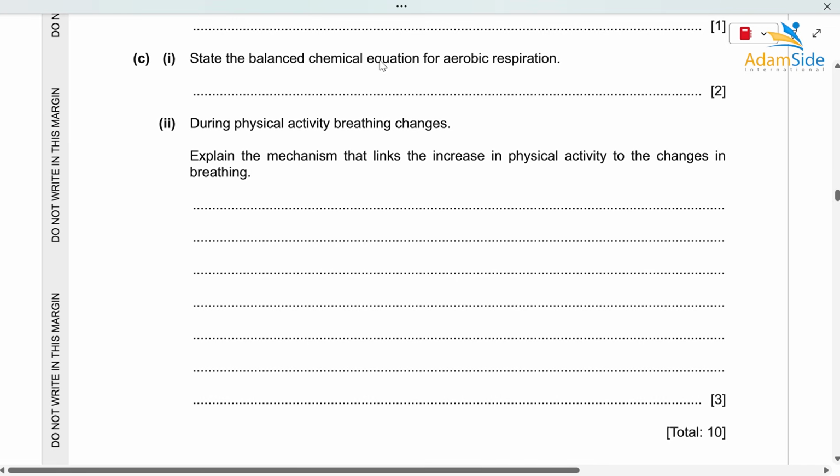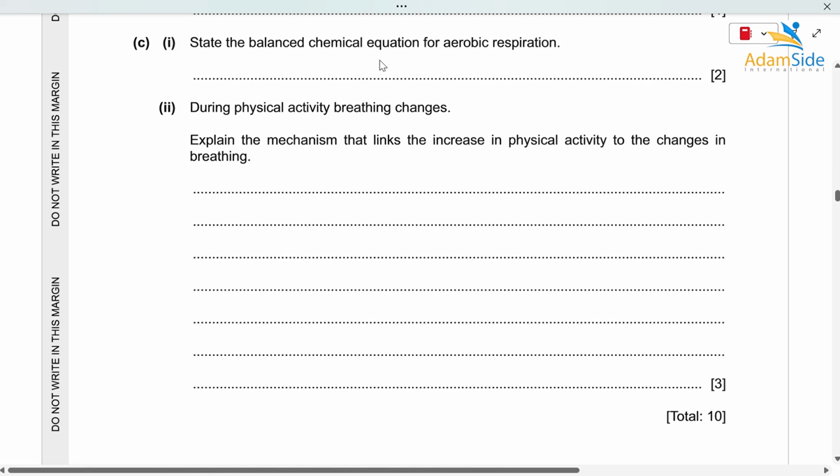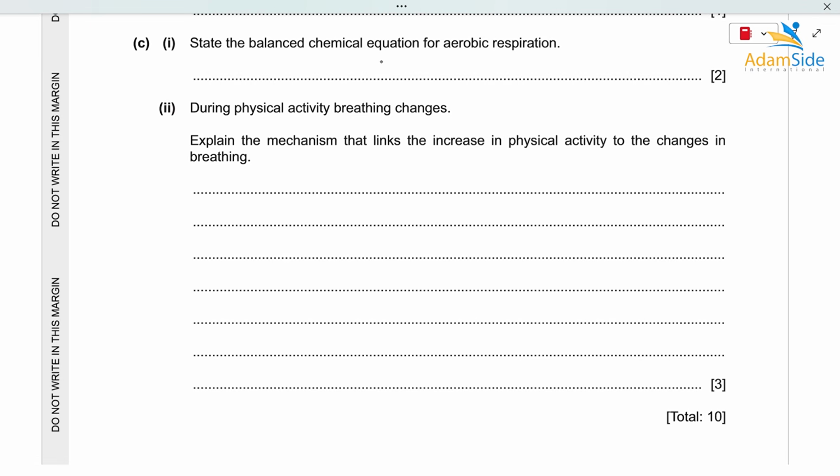State the balanced equation for aerobic respiration. Now we know that aerobic respiration usually takes place in presence of what? Of oxygen. Now how do we write aerobic respiration? It's glucose, written as C6H12O6, reacting with oxygen. How many molecules of oxygen? 12 molecules in total. We put a 6 here. Then what will it give us? When it breaks down, it's going to give us 6 molecules of carbon dioxide plus 6 molecules of what? Of water. So this is the balanced equation for aerobic respiration.